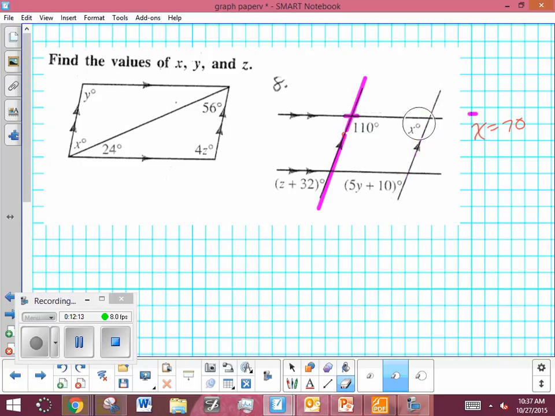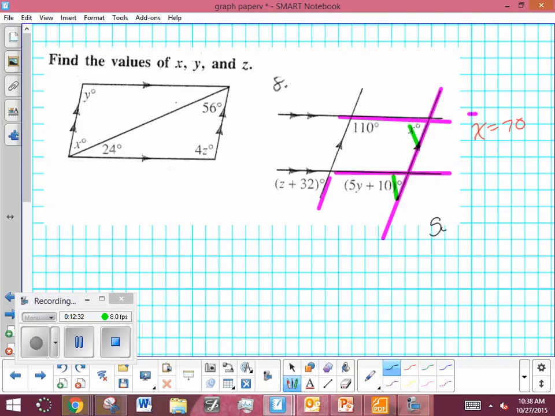Now what's nice about that, if x is 70, I can look at this parallel line, that parallel line, and this transversal. And now I know that angle there and that angle there are corresponding. So 5y plus 10 should equal x, but x is 70. So 5y equals 60, y equals 12.